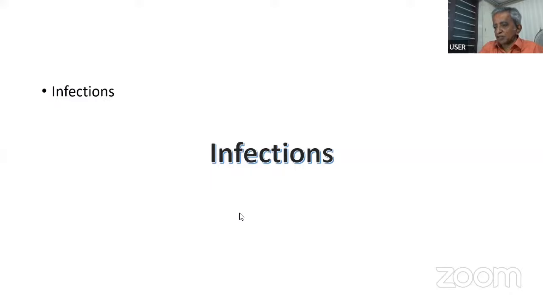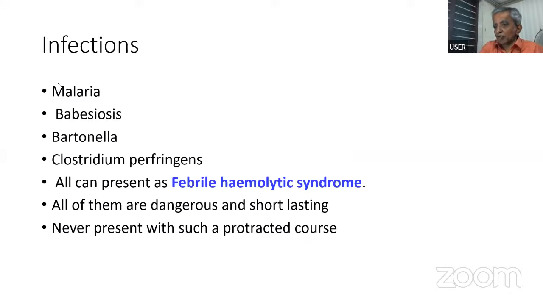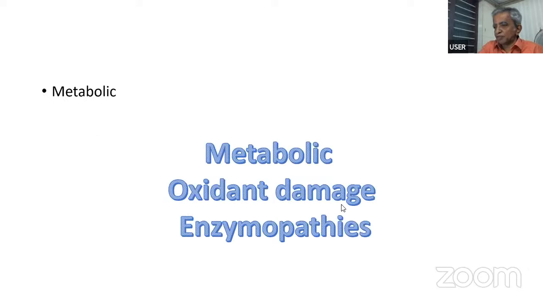Now come to the infections. A lot of infections are there. Some of them are important in our center, some of them are not important. So I will just skip those because unimportant things I will leave. Malaria is important because it can produce febrile hemolytic syndrome. Babesia also will produce febrile hemolytic syndrome. All of them, babesiosis, Bartonella, Clostridium perfringens, we will take up later. All of them produce febrile hemolytic syndrome. Now, infection we will take up later as extracorpuscular, not intracorpuscular.